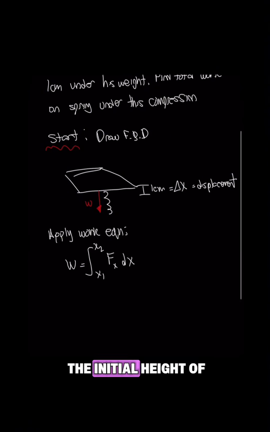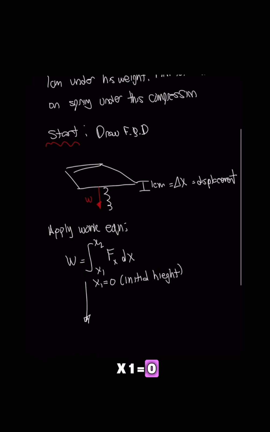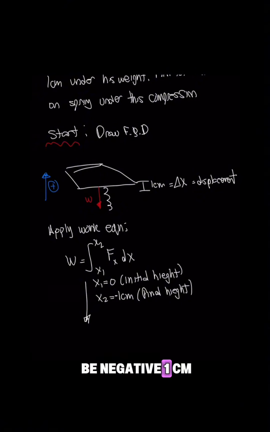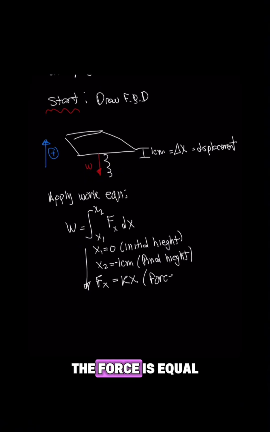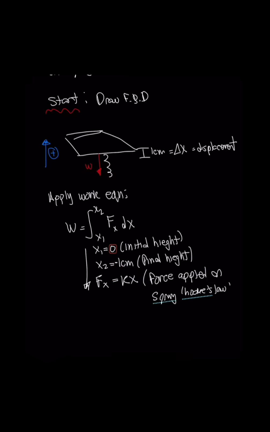x1 is going to be the initial height of the spring without the guy on it, so that's going to be x1 equals 0, and then we can define the up direction as positive. x2 is going to be negative 1 centimeter because it's going to be compressing. Note that for a spring force, the force is equal to k times x. That's the force applied on the spring, also known as Hooke's law.